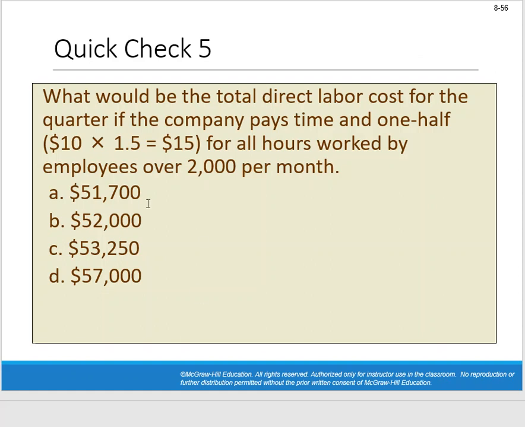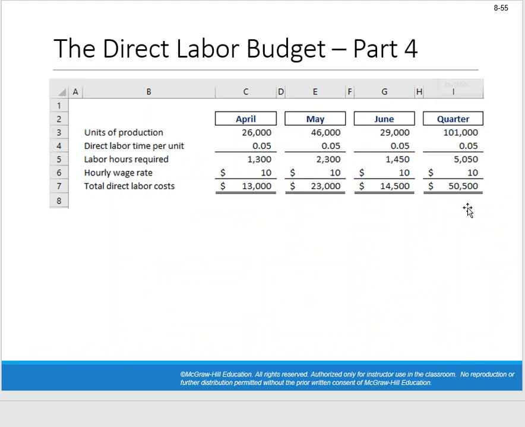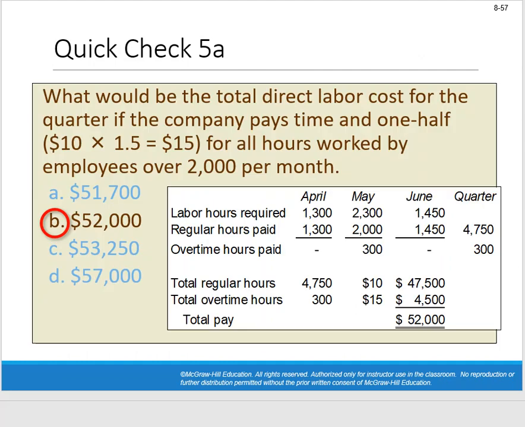Are you able to come up with one of these answers? Hopefully you got B. So the extra 300 hours have to be paid at time and a half. So they've removed those 300 hours and multiplied it by 15 rather than 10, and they come up with 52,000. Another way of looking at it is that we already knew 50,500, and you've got 300 hours on which employees are going to need to be paid an additional $5, because it's already included at $10. So if I take 300 hours times $5, that's 1,500 more, and I could add 1,500 to 50,500 and come up with the same 52,000, maybe a little bit faster.